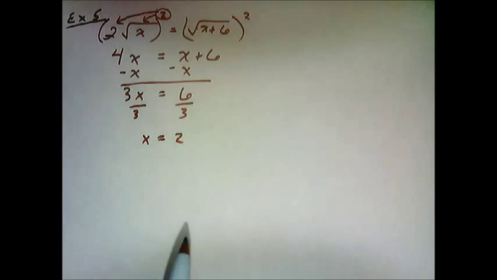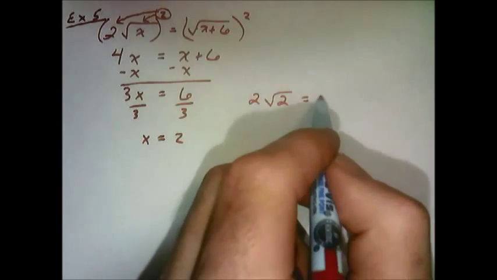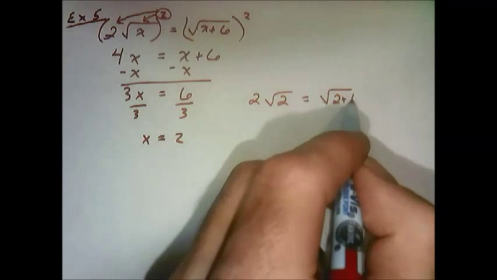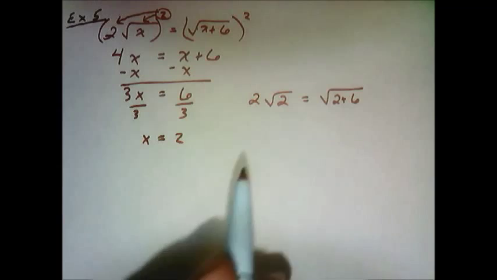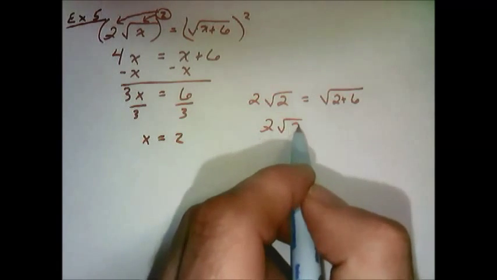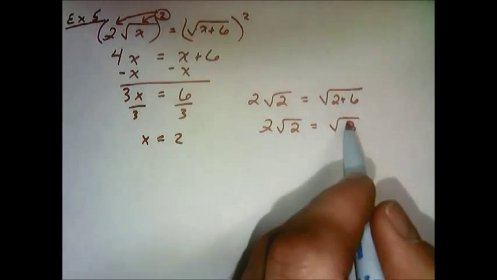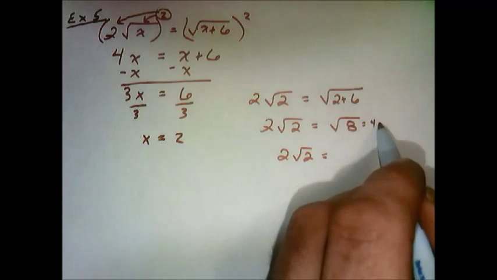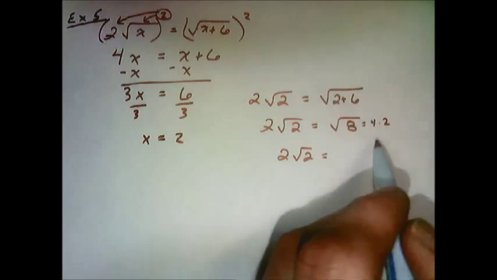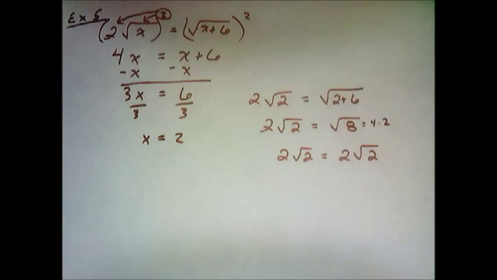Now if I plug that back in, I have 2 square roots of 2 equal to the square root of 2 plus 6. Now at first glance, you say, hey, that doesn't work. Let's go ahead and look at that. We have 2 square roots of 2. 2 plus 6 gives us 8. The square root of 8, remember, we can reduce because this is equal to 4 times 2. The square root of 4 is 2, comes out of our radical, so we have 2 radical 2. So it does work for us.